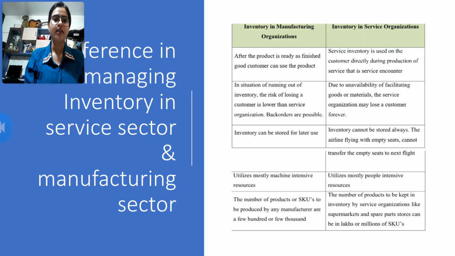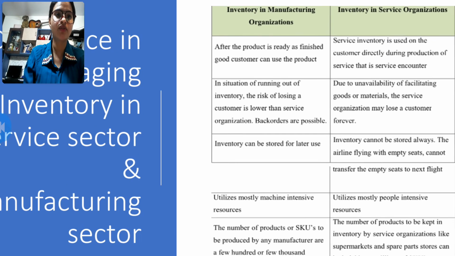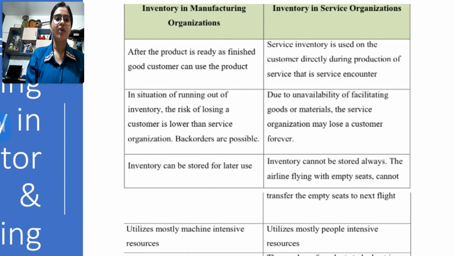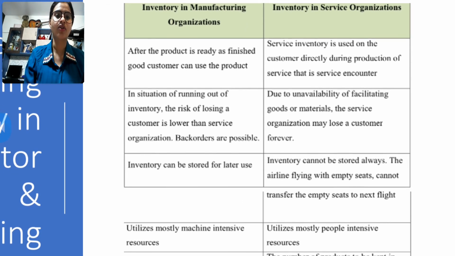All right. So now the topic is, what is the difference between managing inventory in the service sector and the manufacturing sector? So now let's see. I'll just zoom it for you so that we can read it properly. So inventory in manufacturing organizations and inventory in service organizations. After the product is ready, the customer can use the product. All right. So here in this case, I'll just read it out for you first. The service inventory is used on the customer directly during the production of the services. That is called a service encounter. Here the customer can use the product once it is ready to use. Okay. In service, it can be used in the production process only.